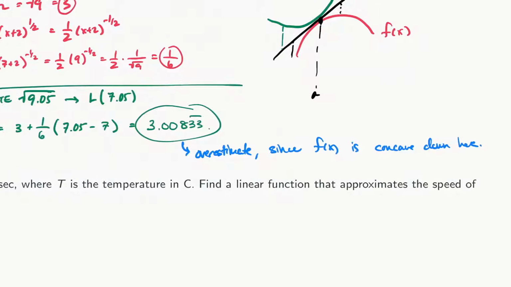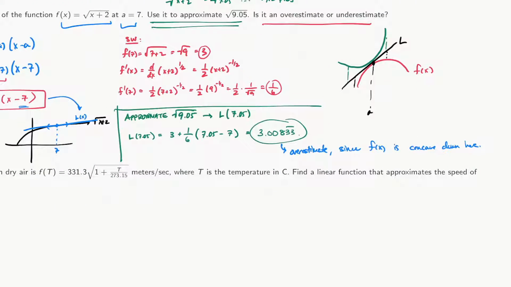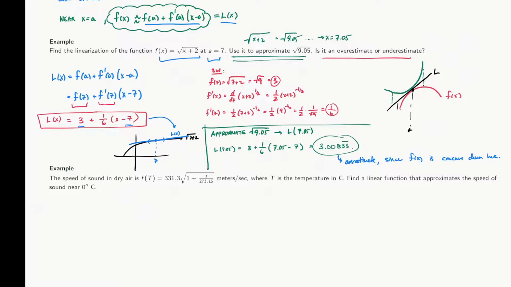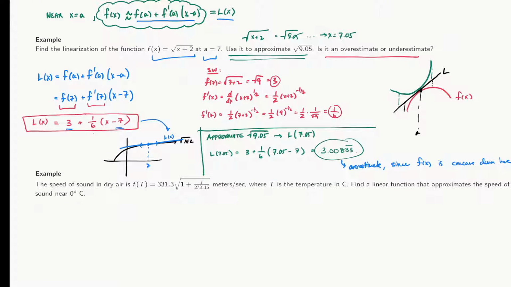Now this function's concave down everywhere, but we know that there are functions where that's not the case, and we just need to be worried about the neighborhood we're in. So this is just a quick, very common example of how to use linearization on the square root function.